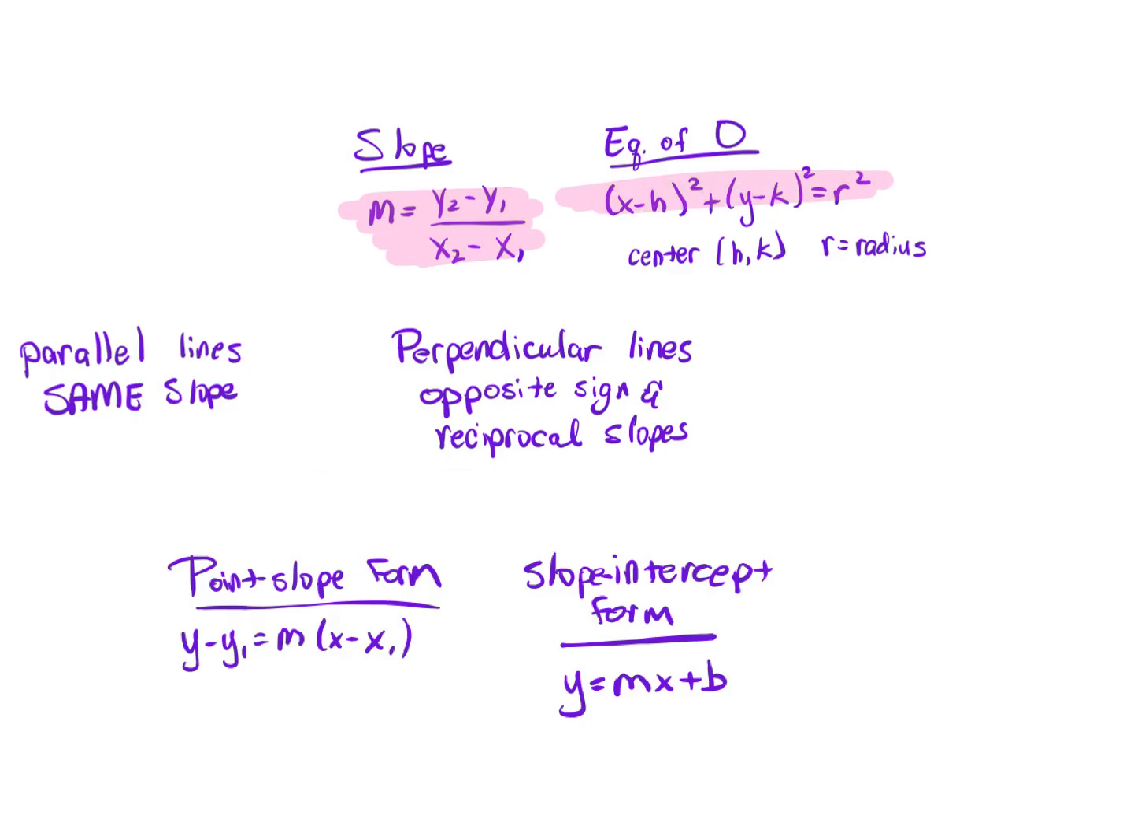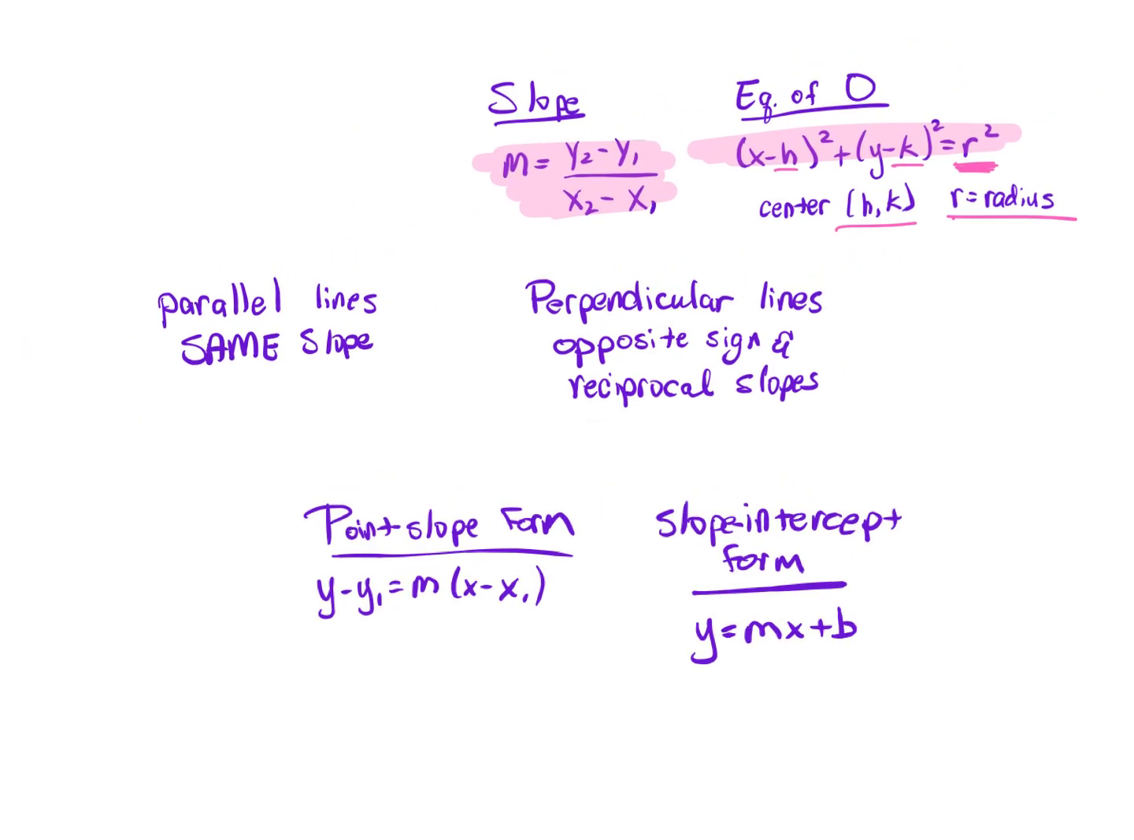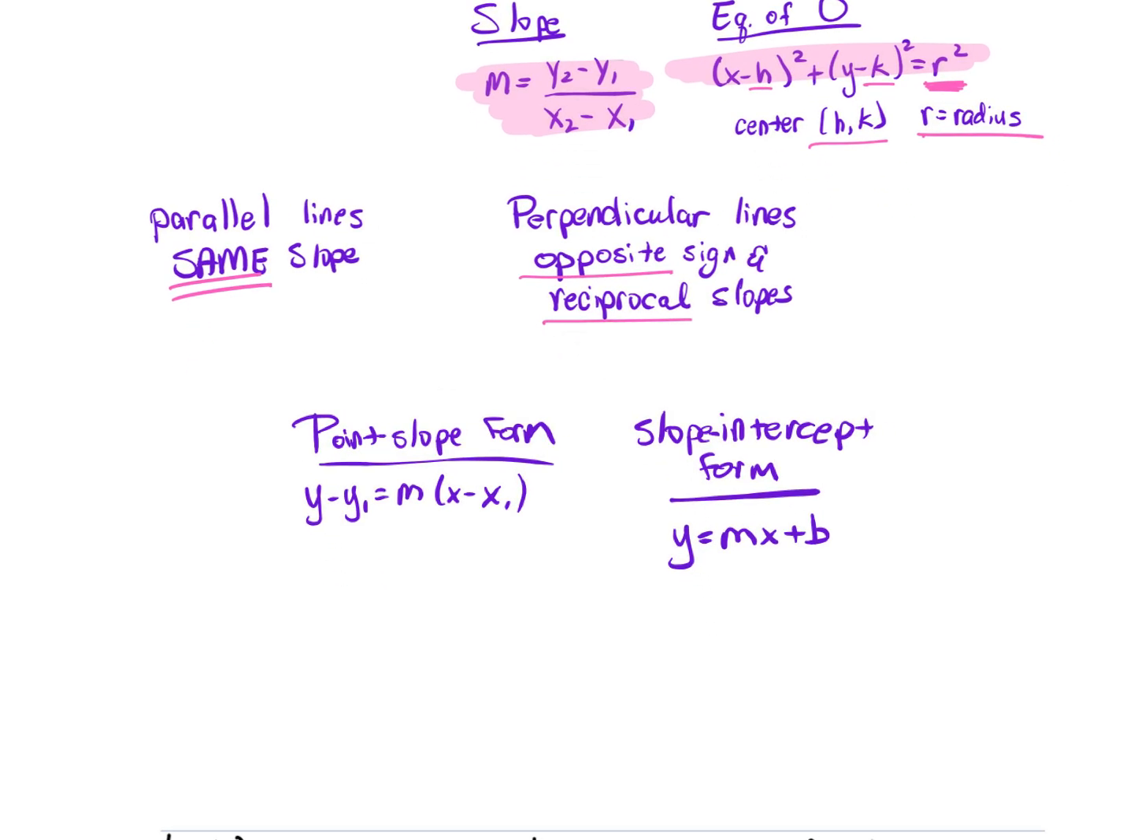So in our equation of the circle, what we're adding on the inside and what we're adding on the outside would be our center. And then we take the square root of what it's equal to. That gives us the radius. When we have parallel lines, they have the same slope. When we have perpendicular lines, they have opposite reciprocal slopes. And then we have our two equations for a line. So point slope form is the first one, and slope intercept form is the second. So you got to know both of these as well.